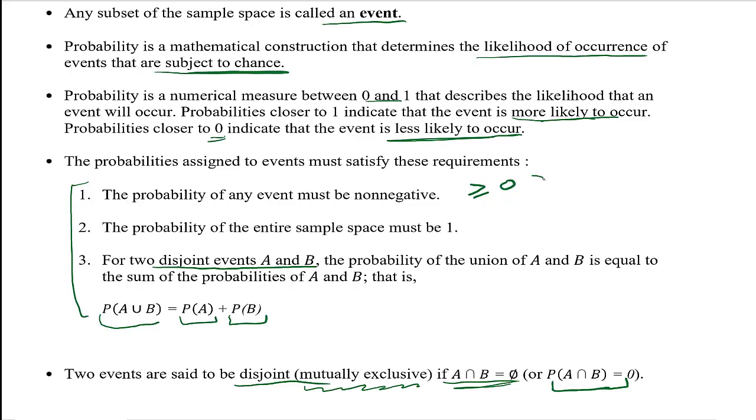If we look at the first two properties, or the first two axioms, we can conclude that the probability of any event, let's say E, should be between 0 and 1. Because any event is non-negative, and the probability of the entire sample space is 1, so the probability of any event should be between 0 and 1. This does not contradict this statement.